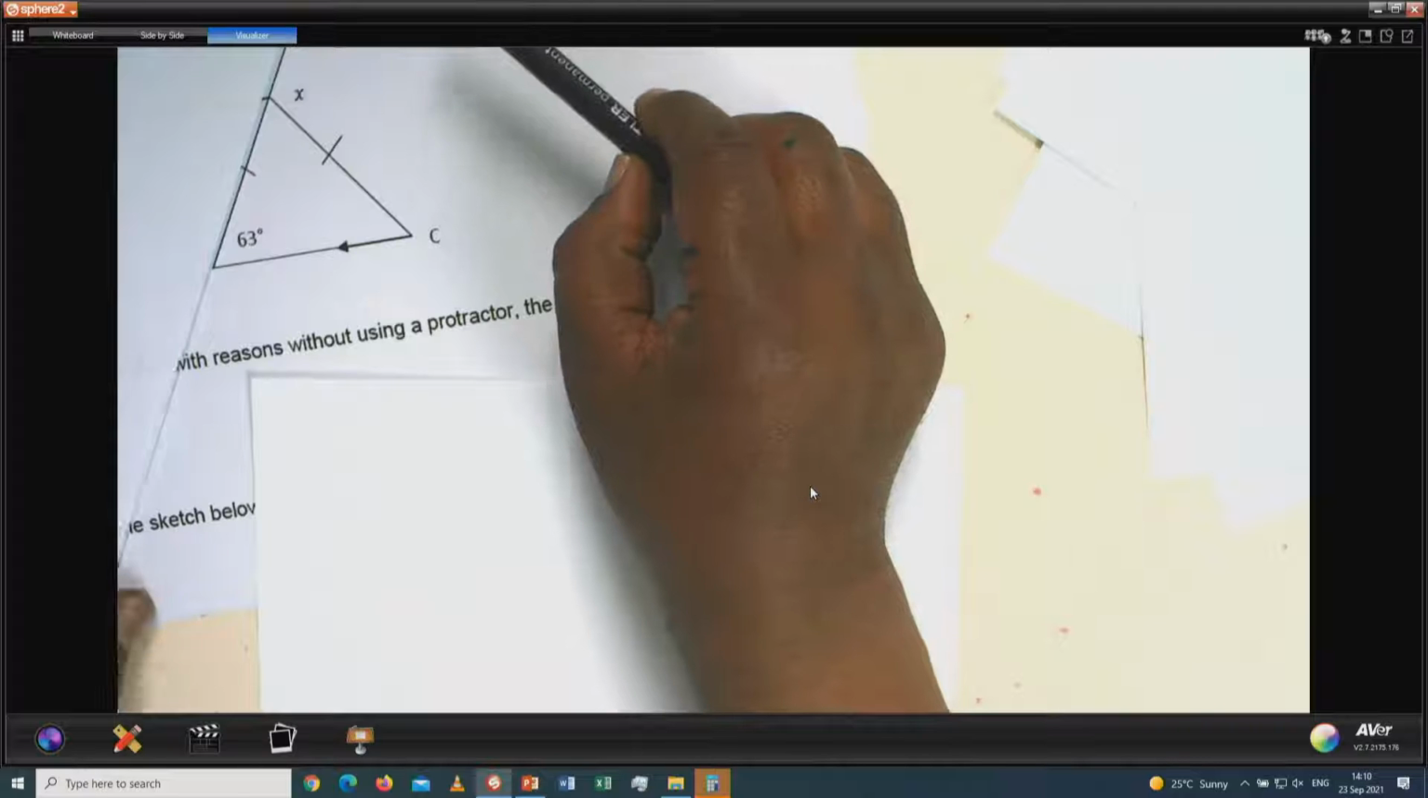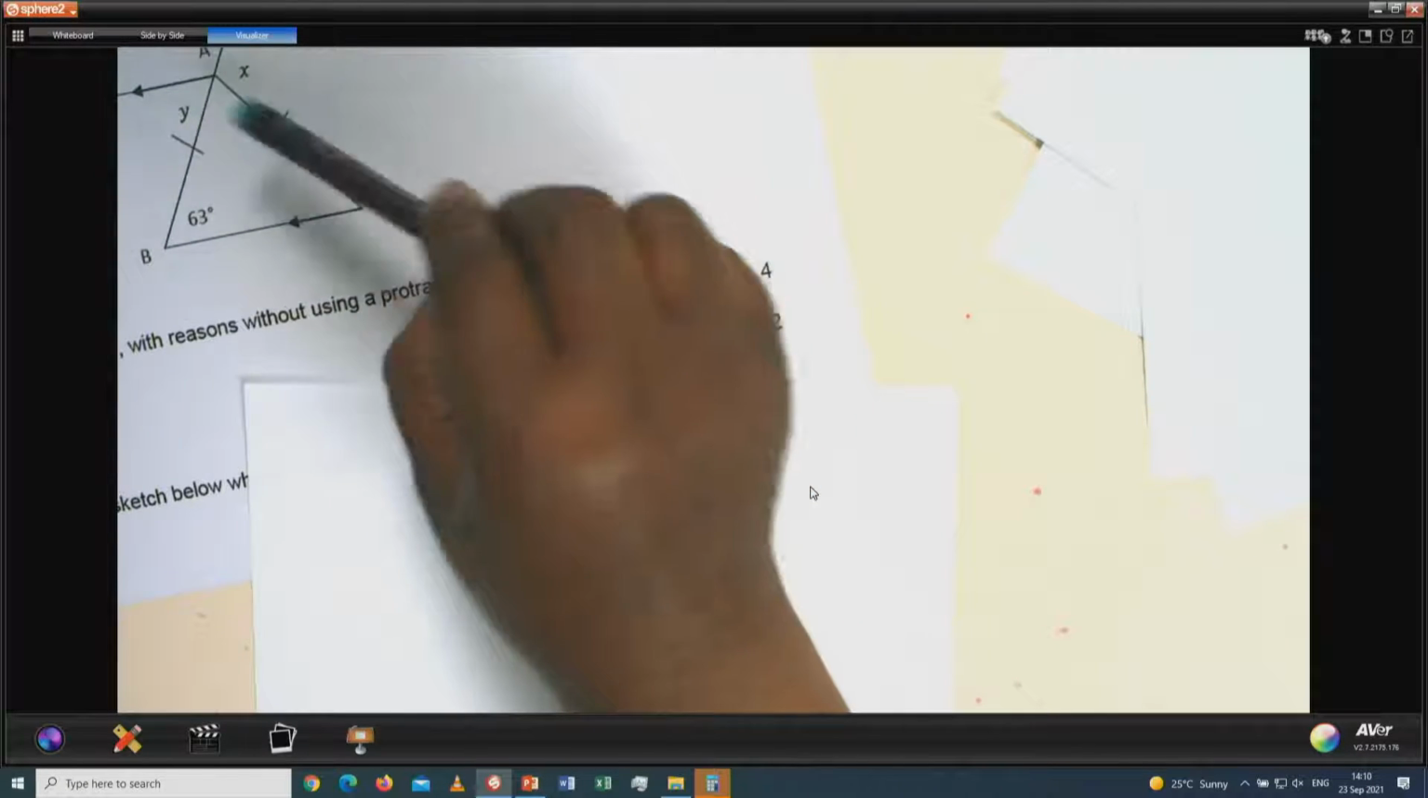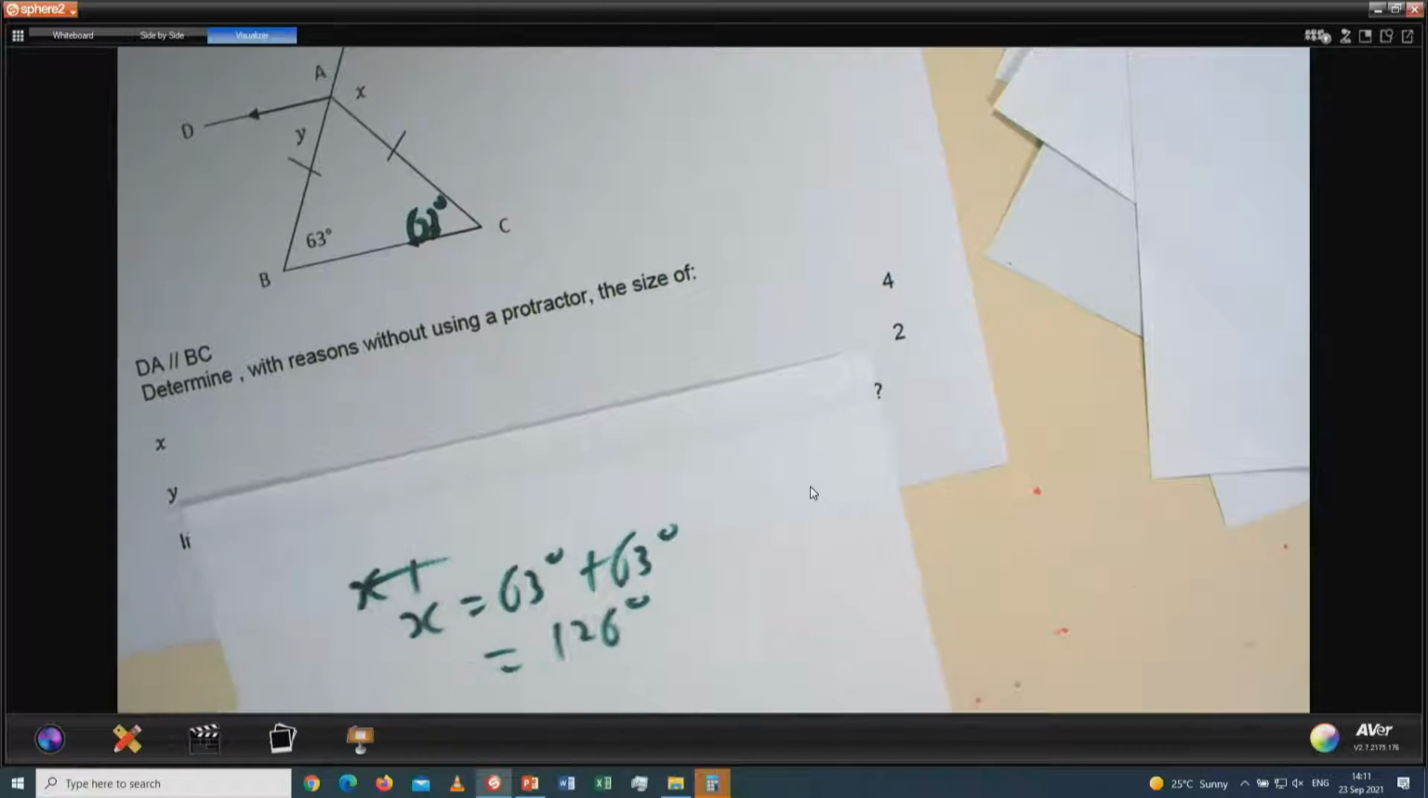X is an exterior angle. And what does this, the language, what does this tell us? This tells us the sides are equal, and if they are equal, the angles are also equal. So building up your language. So X equals 63 degrees plus 63 degrees, which is equal to 126 degrees.